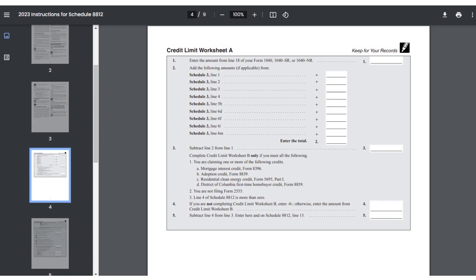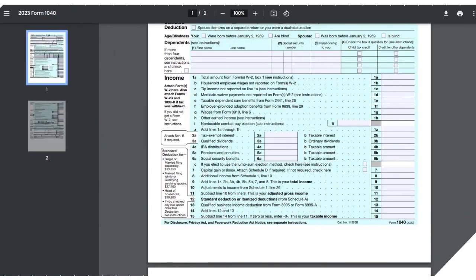I just wanted to show it to you, and I also wanted to show you here the 2023 Form 1040. Why am I showing you this? Because there is data that you are going to put from 2441 all the way here, and vice versa.